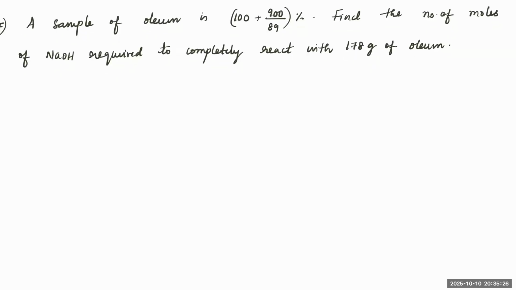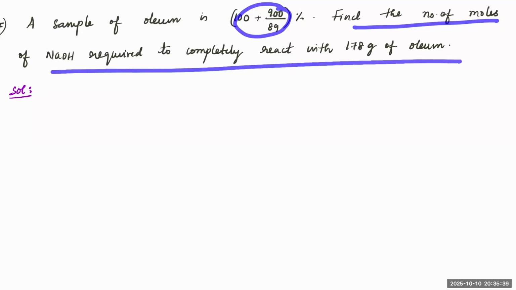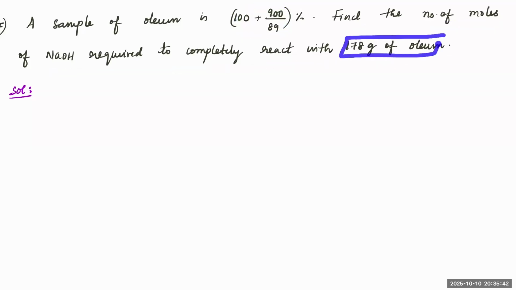Yeah, look into this question. It says that the sample of oleum given is this part. Find the number of moles of NaOH required to completely react with 178 grams of oleum. Okay, right. We know that NaOH can titrate both SO3 as well as H2SO4. What is the reaction type?